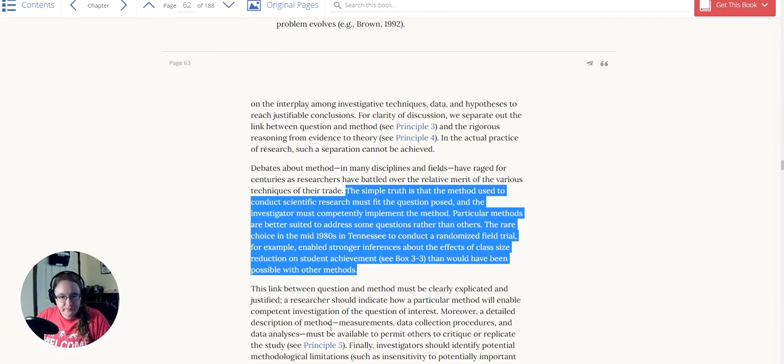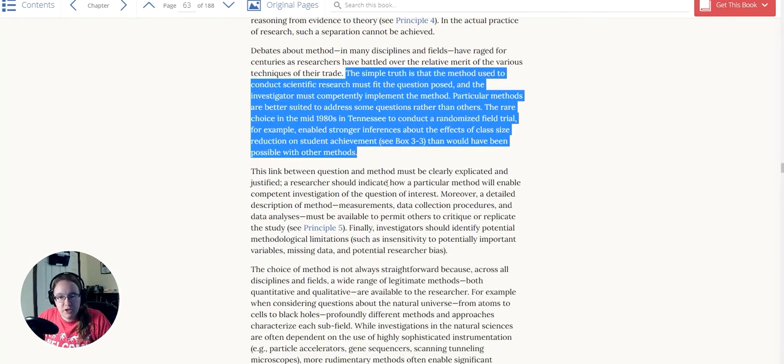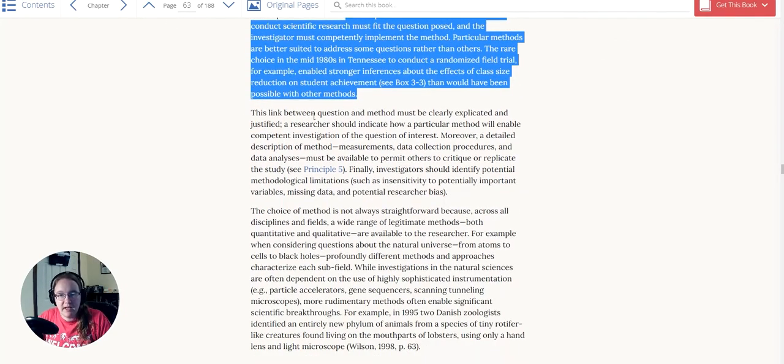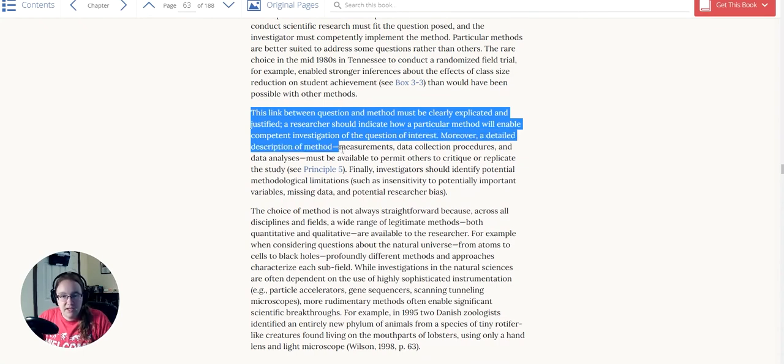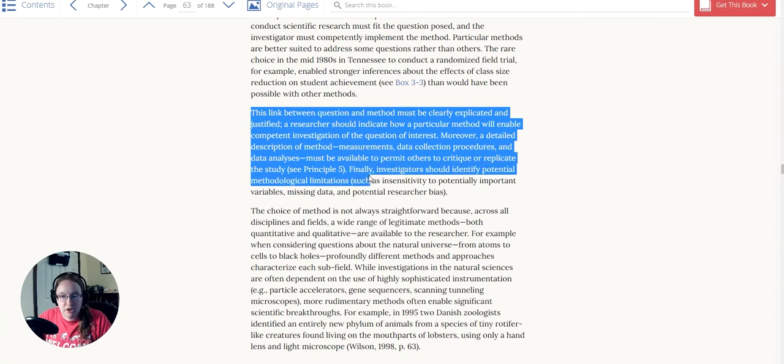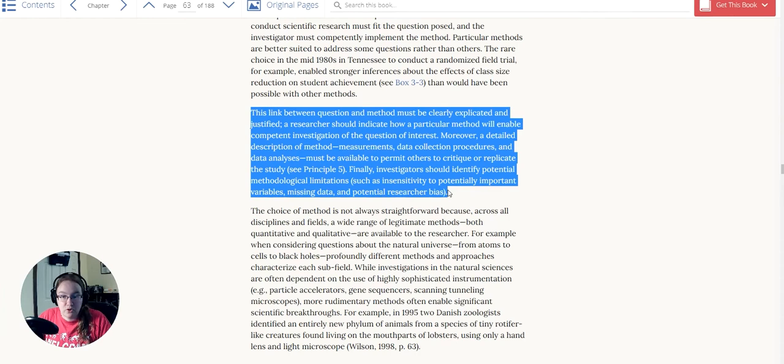Anyway, this link between question and method must be clearly explicated and justified. A researcher should indicate how a particular method will enable a competent investigation of the question of interest. Moreover, a detailed description of the method, measurements, data collection procedures, and data analyses must be available to permit others to critique and replicate the study. Finally, investigators should identify potential methodological limitations, such as insensitivity to potentially important variables, missing data, and potential researcher bias.